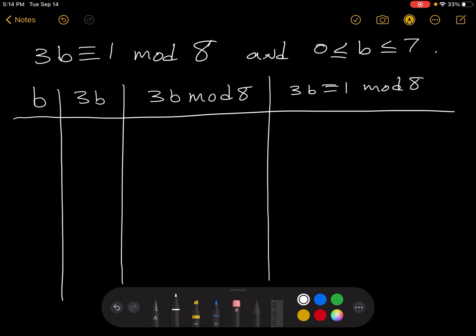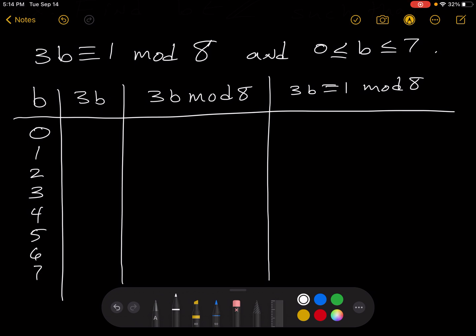This is because mod 8, when you divide something by 8, the only possible remainders are 0, 1, 2, 3, 4, 5, 6, 7. That's it. Remember, if the remainder was 8 or more, that means your quotient actually wasn't big enough. And so that's why. Okay, so anyway, we got 0, 1, 2, 3, 4, 5, 6, and 7.